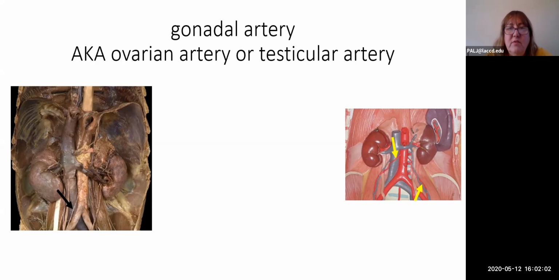So what do these look like? If you go back to the abdominal aorta, what you'll see is they come off and they angle downwards. So it looks like an upside down V with these two gonadal arteries going downward into the pelvis to supply blood to the gonads.